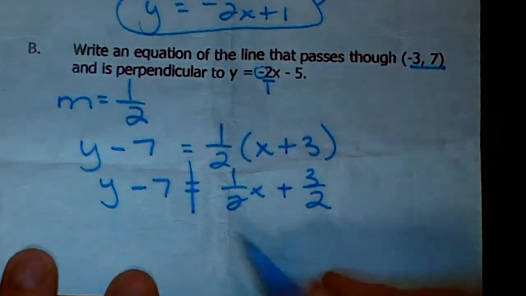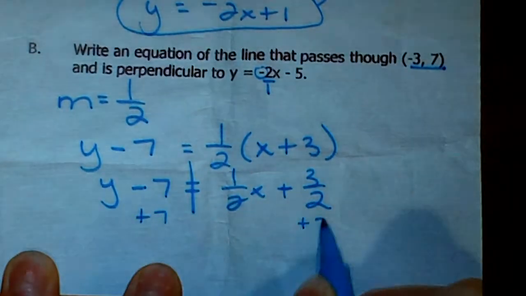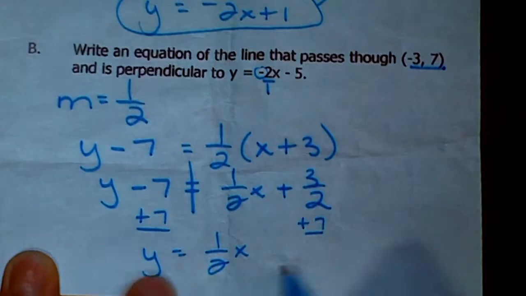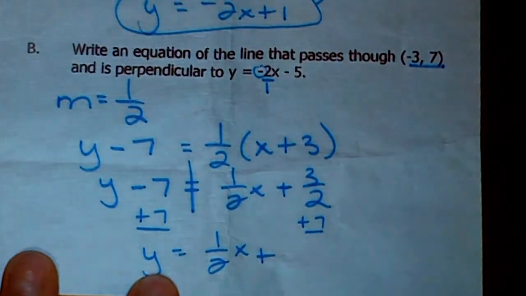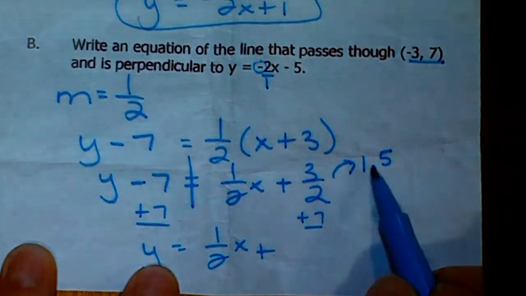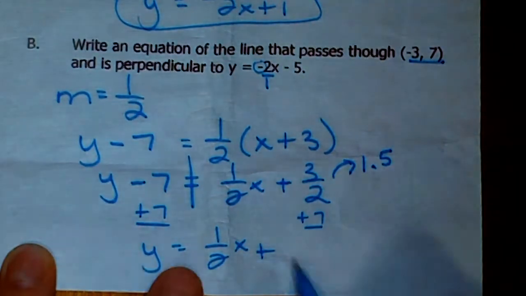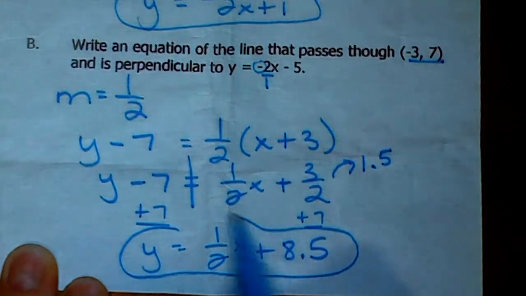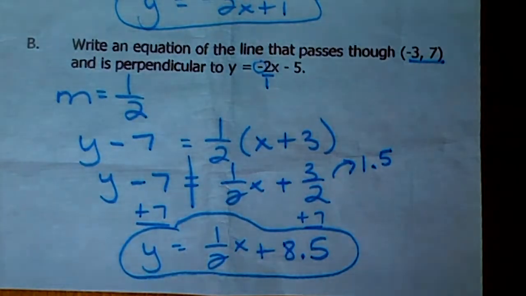Why not? Now we need to add 7, add 7. So y equals 1/2 x plus, when you take 3/2 plus 7, remember 3/2 is equal to 1.5. When you take 1.5 plus 7, yes, it is 8.5. And that's my equation. Voila.